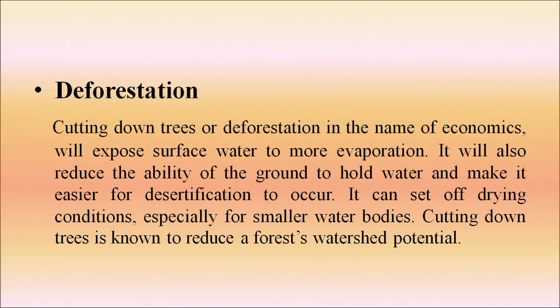Next is deforestation. Cutting down trees, or deforestation, in the name of economics will expose surface water to more evaporation. It will also reduce the ability of the ground to hold water and make it easier for desertification to occur. It can set off drying conditions, especially for smaller water bodies. Cutting down trees is known to reduce a forest's watershed potential.